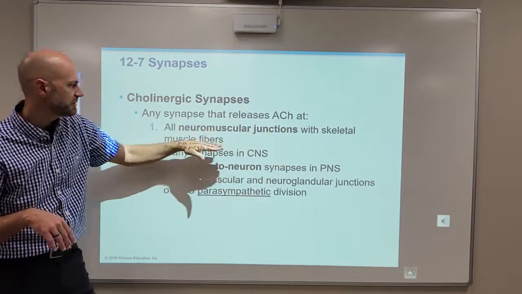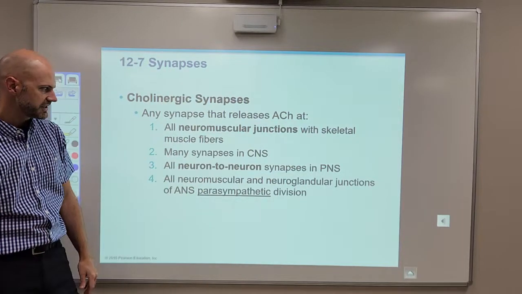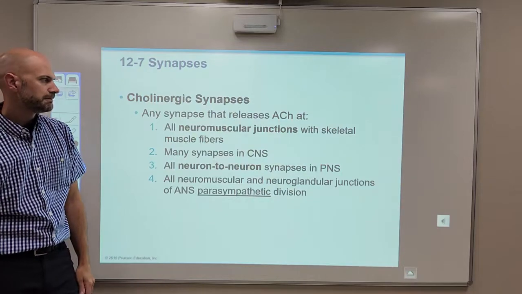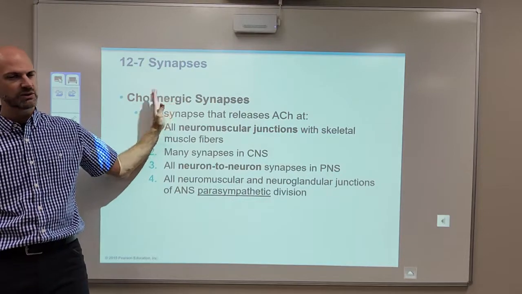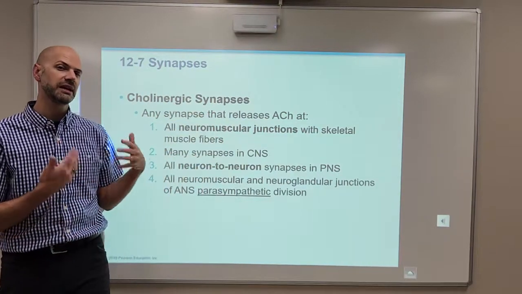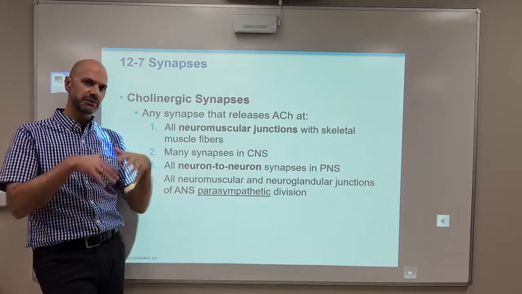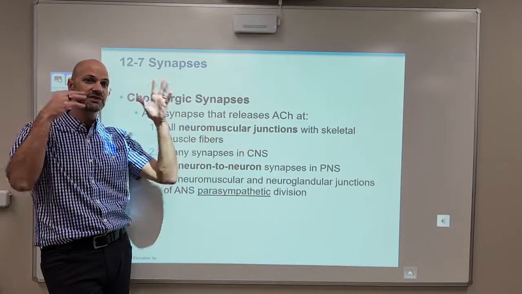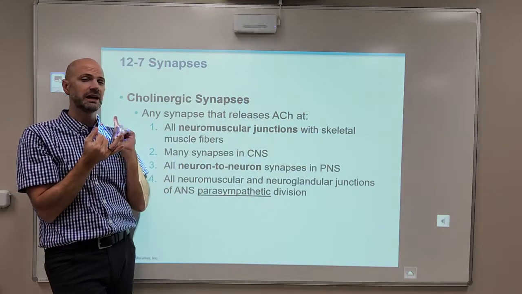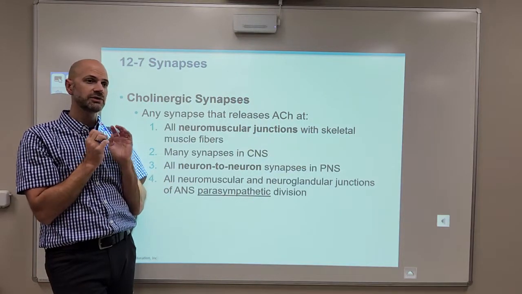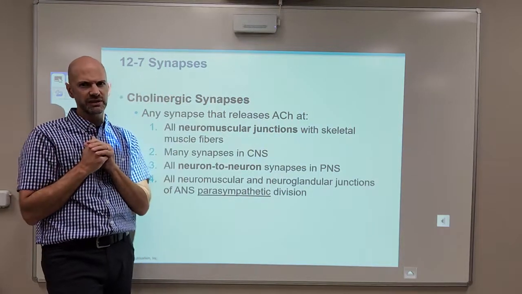All our neuromuscular junctions with skeletal muscles have cholinergic receptors. All our neuron-to-neuron synapses in the peripheral nervous system are cholinergic. And all the neuromuscular and glandular junctions in the parasympathetic are also cholinergic. So it's everywhere. Acetylcholine is a very common neurotransmitter in the peripheral nervous system. Now, in the central nervous system, there are others more prominent. We'll talk about things like serotonin, dopamine, glycine, GABA, and glutamate. Those are much more common there. But in the peripheral nervous system, acetylcholine is our guy.